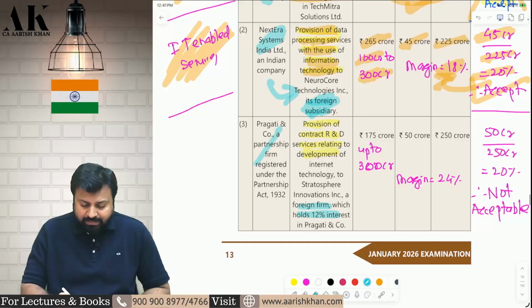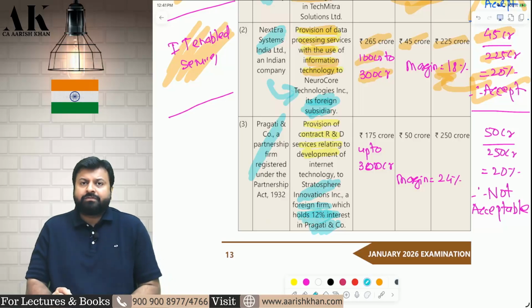Third one, there is a partnership firm and there is another entity, Pragati, and there is another entity, Stratosphere Innovation, which holds 12% in the partnership firm.